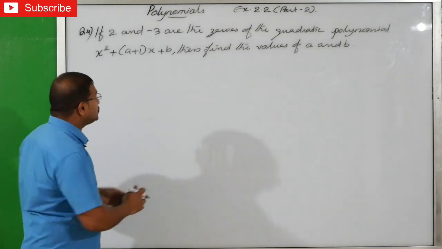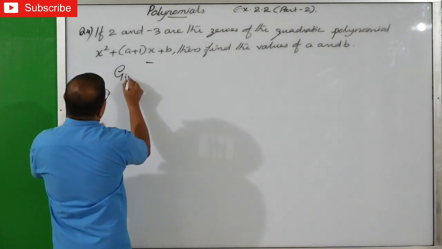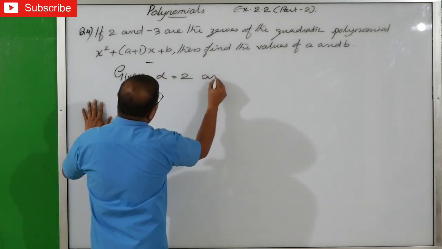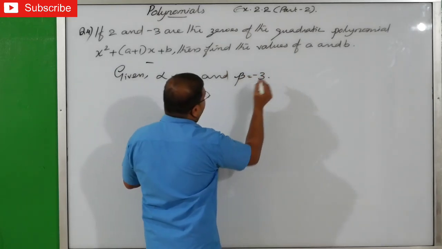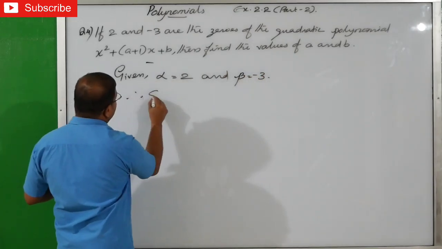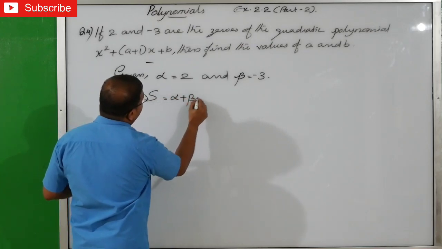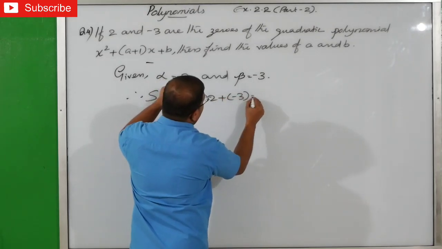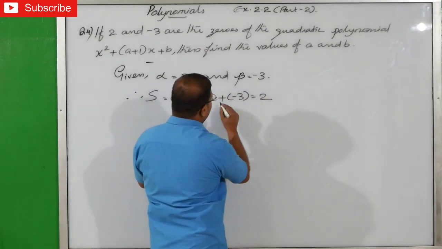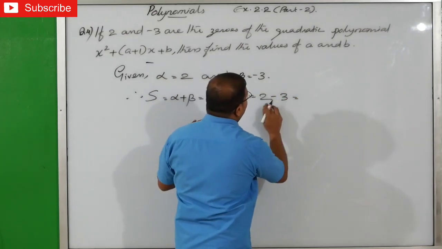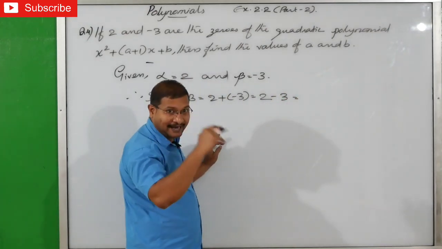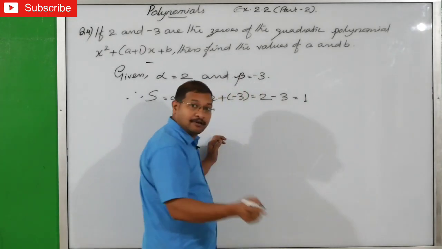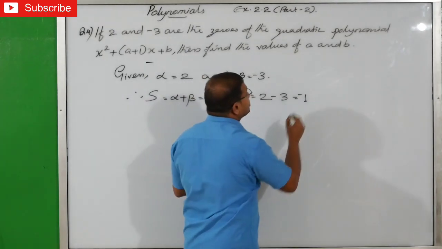So what will you do? First you will write given. The first zero, that is alpha, equals 2 and beta is minus 3. Therefore, sum of the zeros means what will you do? Alpha plus beta equals 2 plus minus 3. Plus into minus gives minus, so 3 minus 2 is 1. But we know that the bigger number is negative, so the answer is minus 1.